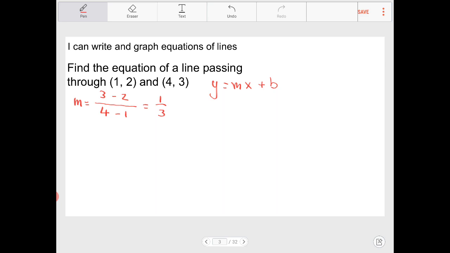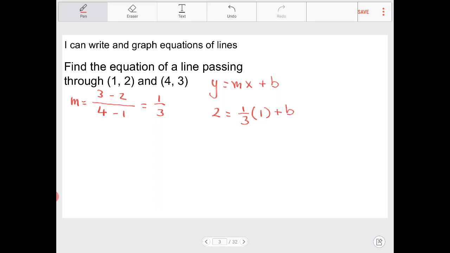The next thing is we've got to figure out what the y-intercept is. In order for us to do that, we're going to make a choice. We're going to choose either point 1 or point 2. It really doesn't matter which point you use. In either case, we're going to end up with the same answer at the end, which is our y-intercept, which is what we're trying to solve for. So let's say I want to choose point 1, which is (1, 2). So the x-coordinate is 1 and the y-coordinate is 2. I want to replace the y-coordinate with 2, replace the slope with the value of 1/3, and replace x with 1. And I need to solve for b.